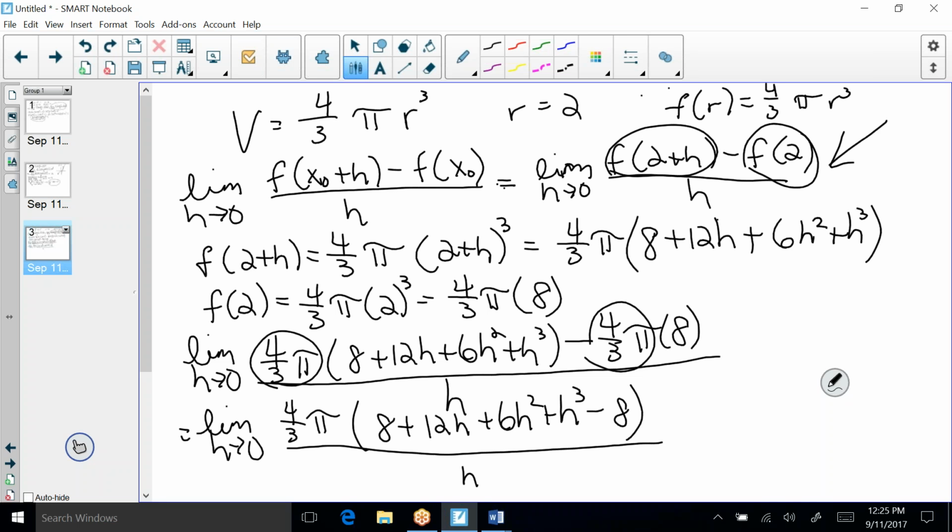And then inside the parentheses, we have 8 minus 8, so we can cancel those. And this is always going to happen. You're always going to have something that's going to be canceling in these. And the whole point is that we're going to be able to also factor out an h so we can cancel that h in the denominator.